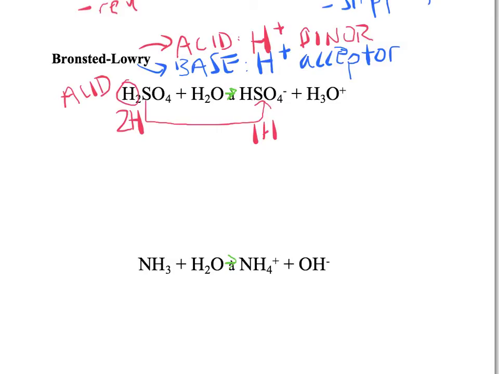We can do the same thing with H2O. We see that H2O has 2 hydrogens here. If we track it over, it now has 3. So since it gained a hydrogen ion, it accepted a hydrogen ion, we would call H2O a base, according to the Bronsted-Lowry definition. Let's look at another example right below.